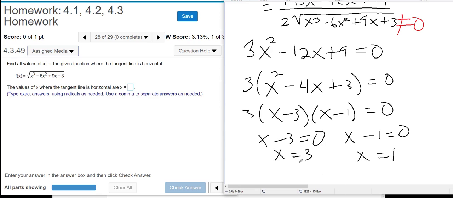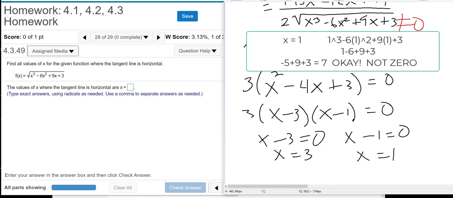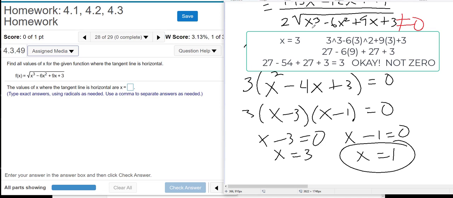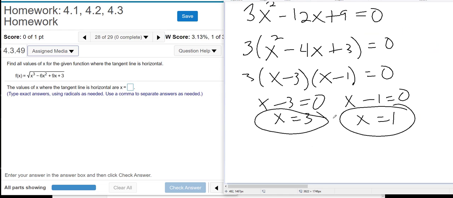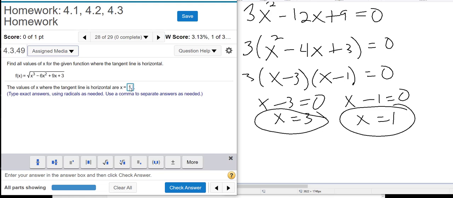Now we need to make sure that neither of these causes a 0 denominator. So if I put in a 1, I get 1 minus 6 is negative 3 plus 9, 6 plus 3. So 1 is okay, so that's definitely an answer. And if I put in a 3, I get 27 minus 54, that's negative 27, plus 27 is 0, but then there's a 3, so this one's okay too. So you do have to make sure that neither of these cause a 0 denominator. So my answers are x equals 1 and x equals 3.